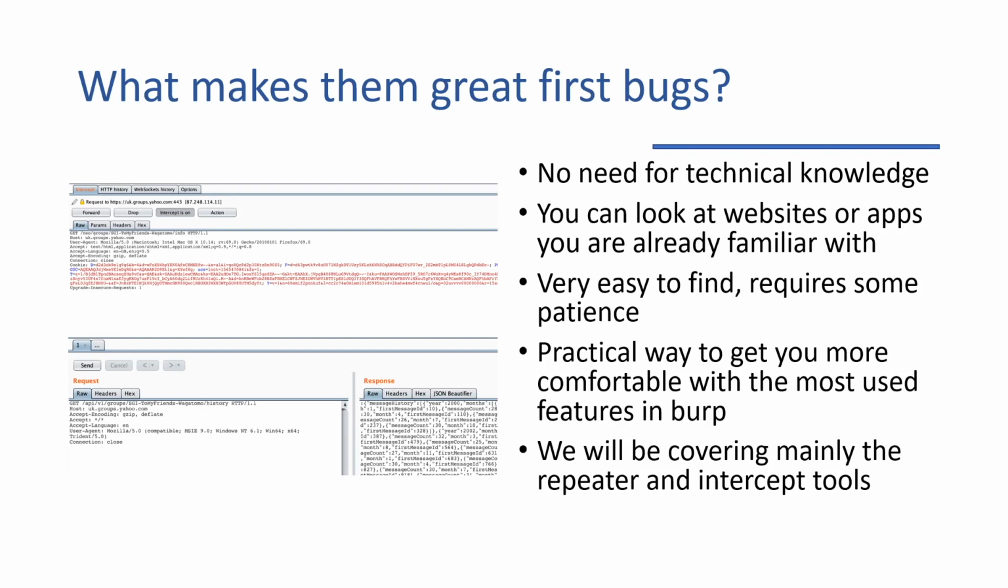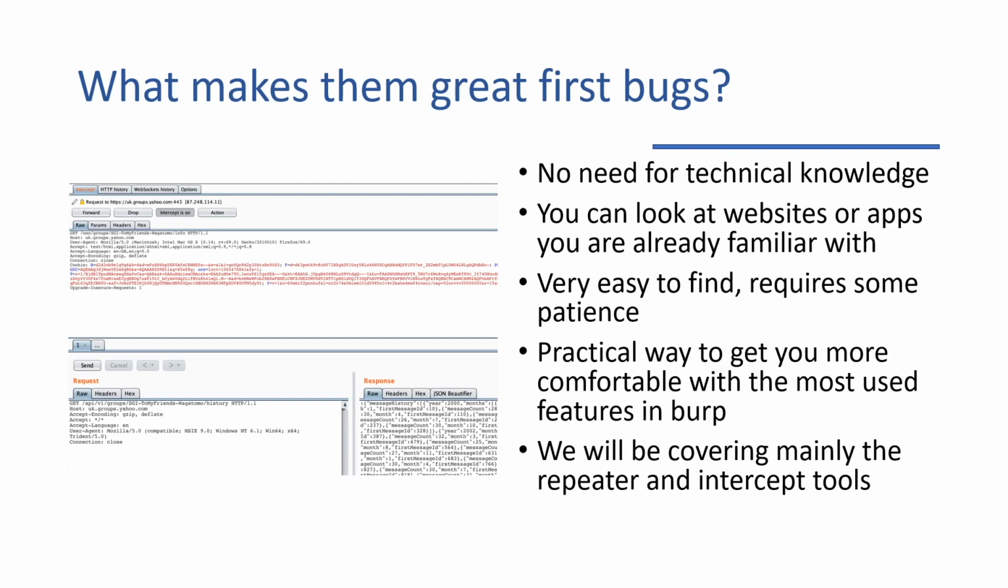Let's look at what makes them great first bugs. There's no need for technical knowledge. A lot of bugs like cross-site scripting and SQL injection require quite in-depth knowledge of how to bypass certain security features, and what specific app parts might be compromisable. This one is more for looking at the logical flow and developing your intuition of knowing, hey, that looks a bit weird, that looks a bit odd, how can I exploit that?